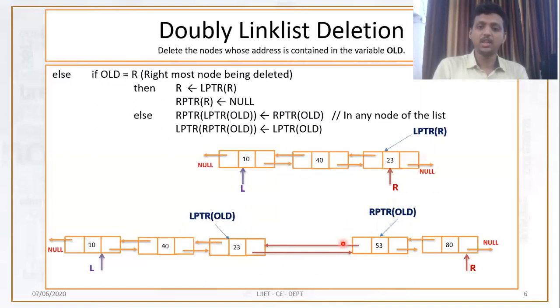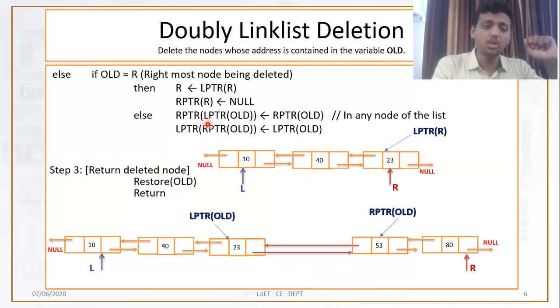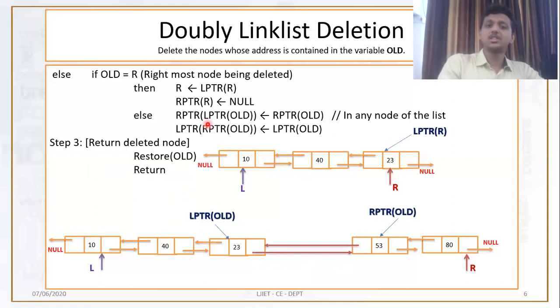Fine. Now both these nodes are connected with each other after this step, and as you have already deleted the node, you need to set that node back to the availability stack. We are not going to show those steps in the linked list. We just need to write restore old. So this is the very last step of the linked list deletion algorithm.